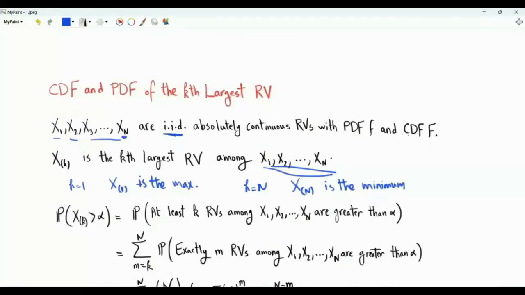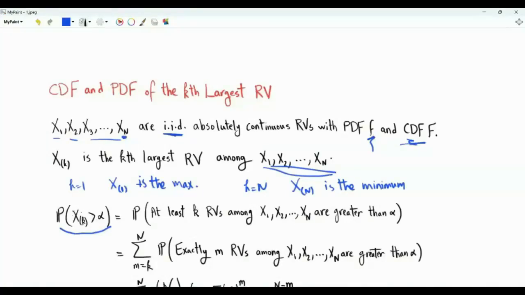We will obtain the CDF first, and this is applicable to any type of random variable, but then we will be specific and assume that our random variables are absolutely continuous and they have a common PDF, which is this small f. Let's start first with the CDF. To be exact, we will start with the complementary CDF.